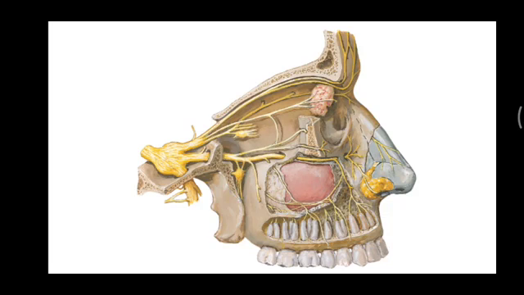Let's see the branches of the maxillary nerve. The branches of the maxillary nerve are divided into: what are the branches in the middle cranial fossa, what are the branches in the pterygopalatine fossa, what are the branches in the infraorbital canal, and what are the branches in the face. Like this we have to divide and learn. So the first, in the middle cranial fossa, you can see a small twig of nerve arising from here, that is the meningeal branch, that is going to supply the dura of the middle cranial fossa.